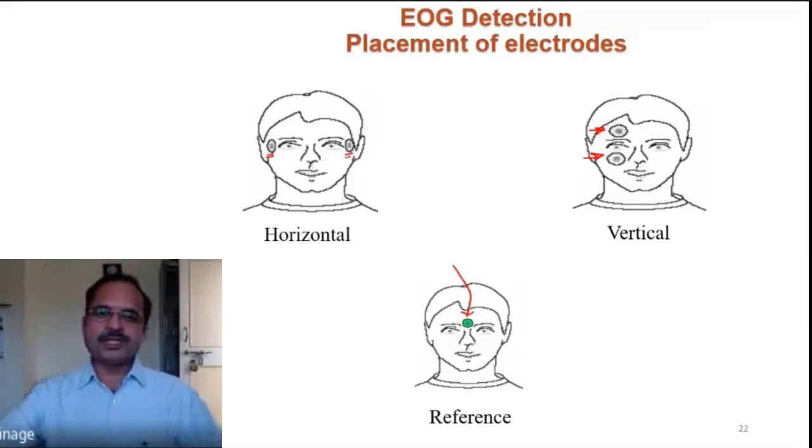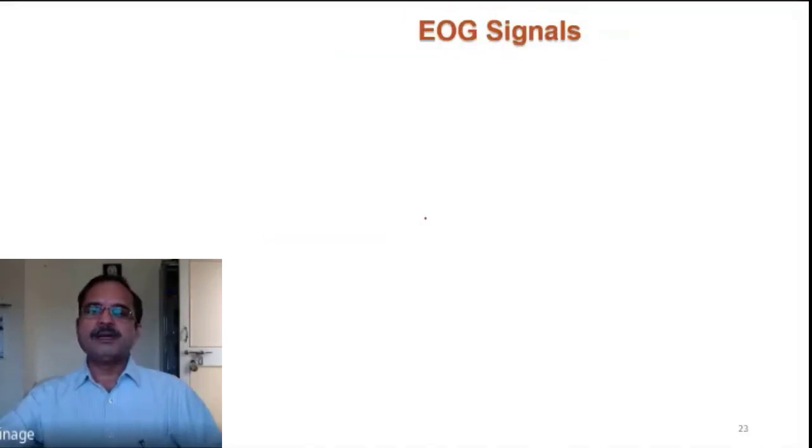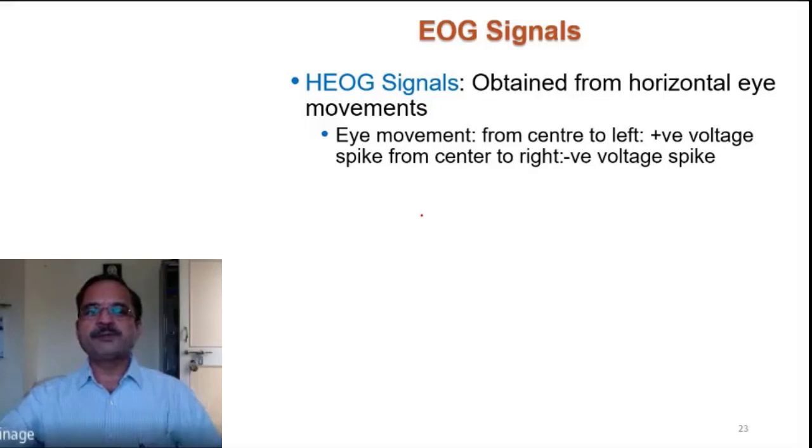Related to these positions, horizontal or vertical, and this reference, we get these different types of signals. HEOG signal is related to the horizontal movement, horizontal EOG. When the eye movement is from center to left, this movement gives us a positive voltage spike, and the movement of our eye from center to right gives a negative voltage spike.